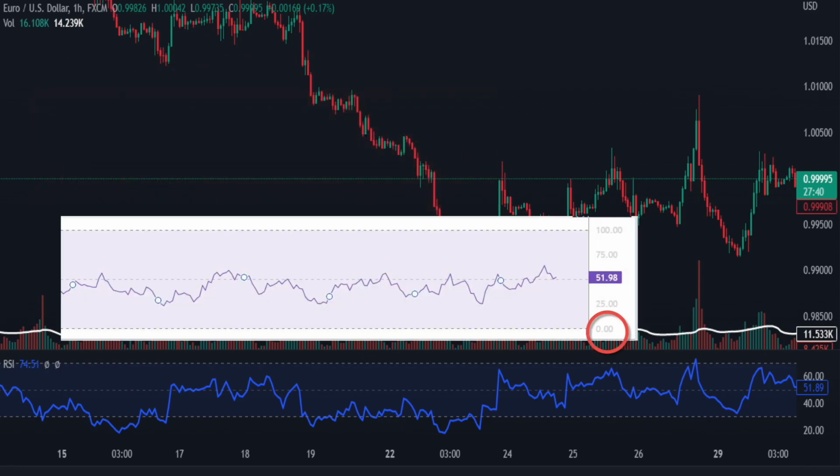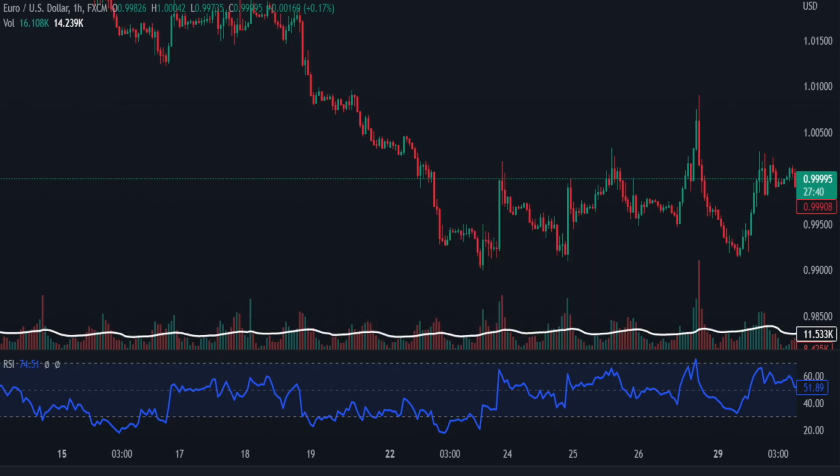The RSI has a range of 0 to 100. If the RSI exceeds the 30 level, the asset is considered oversold. It means buyers will step in and raise the price. In contrast, the 70 level RSI implies that the asset is now overbought, and the sellers will now step in to push the price down.